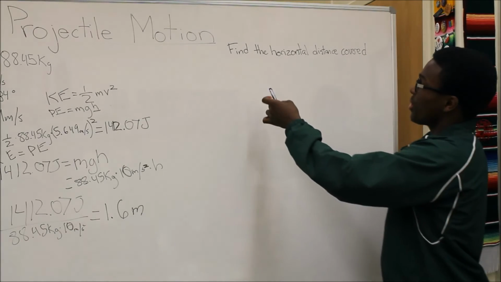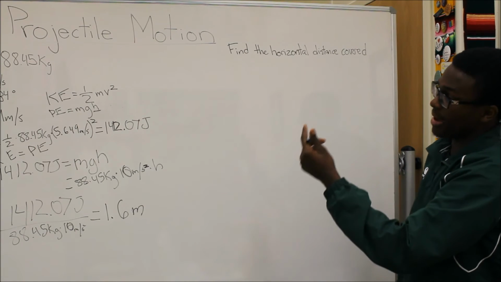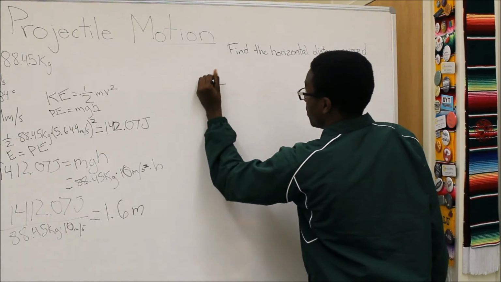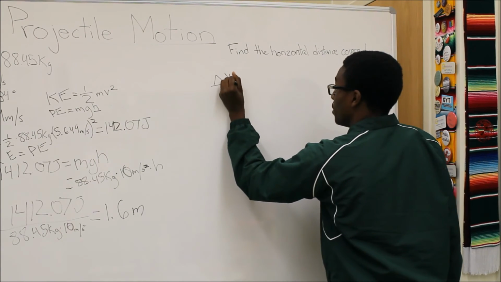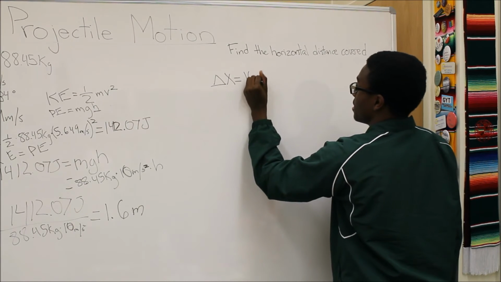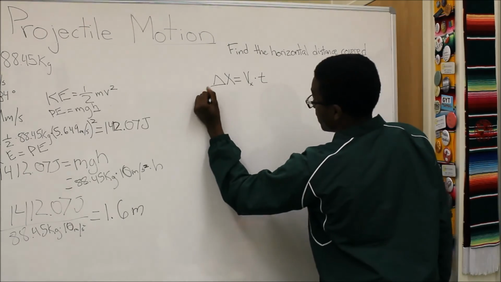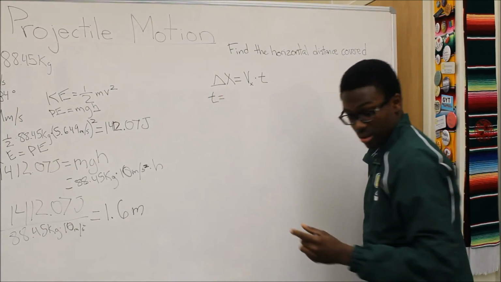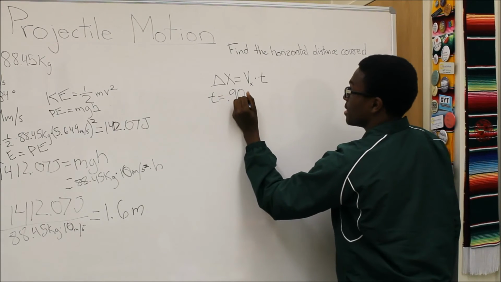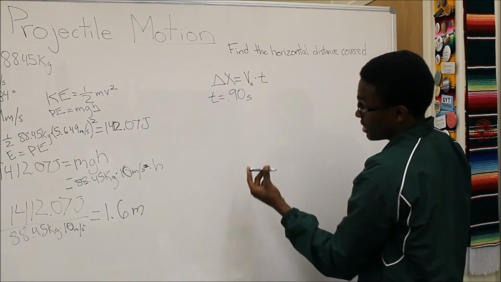So now we want to find the horizontal distance that the biker covered. In this, instead of energy, we're going to be using kinematics. We know that for distance, in kinematics, delta x is equal to the velocity in the x direction times time. We also know from the video that the time the biker spent in the air was 0.90 seconds. We need to find this horizontal component of the velocity.